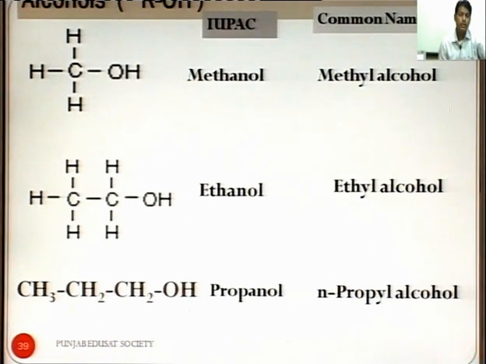Second member is ethanol. For 2 carbon atoms, the word root is eth, and due to the OH group, the IUPAC name is ethanol. Common name is ethyl alcohol. For the third member, there are 3 carbon atoms, the word root is prop, the primary suffix is -ane and the secondary suffix is -ol: propanol. And the common name is n-propyl alcohol.